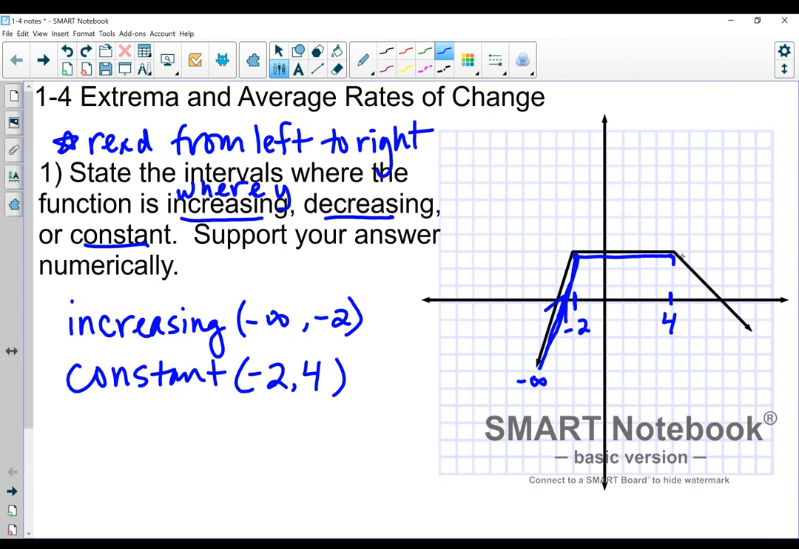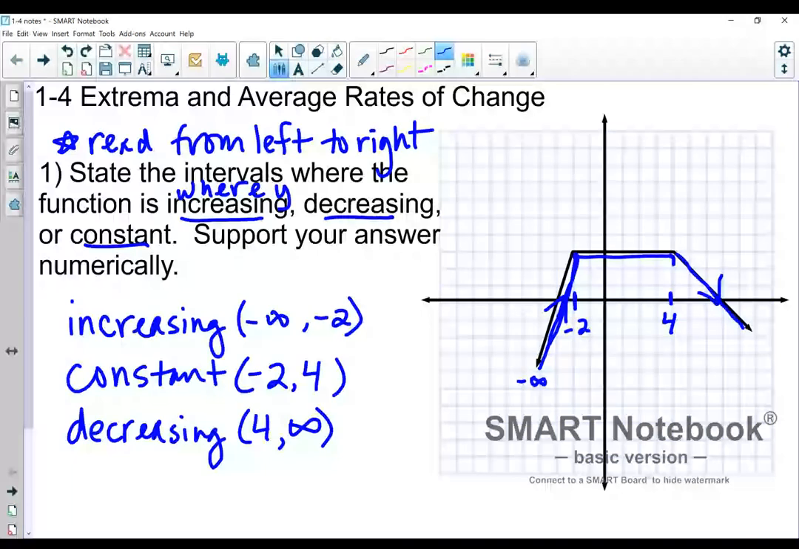So now to finish off my graph, I am going down. So it's decreasing. And the y is decreasing when x is from 4 to positive infinity. So again, we're reading graphs from left to right. We're stating the intervals where y is increasing, decreasing, or constant, and the intervals that we're giving are x.